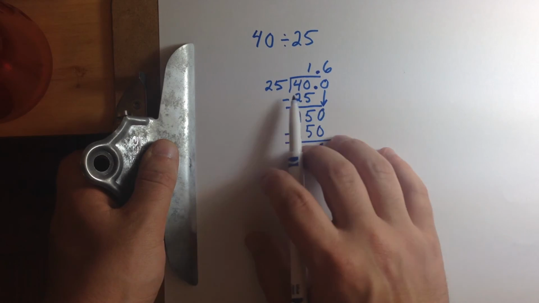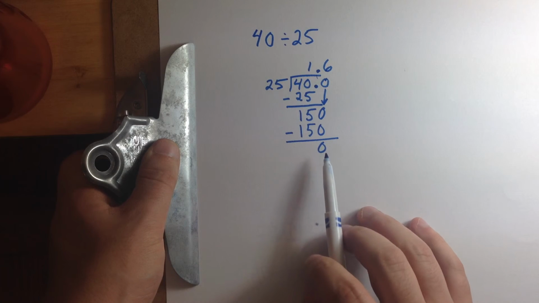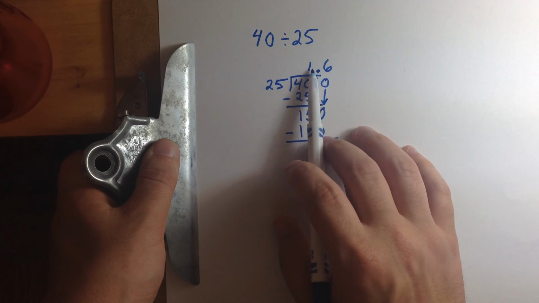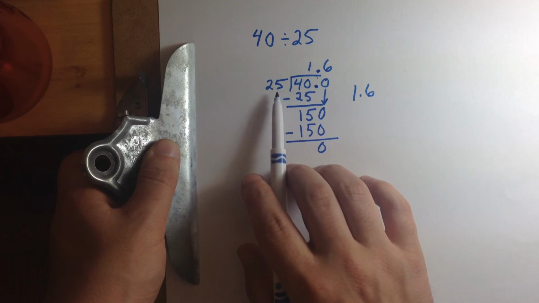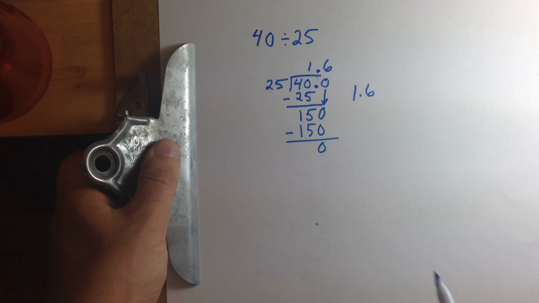In decimal notation, when we're finding a number with a decimal in it, we're always looking for at least a 0 here. So we get the answer 1.6. And what this says is 25 can go into 40 1.6 times.